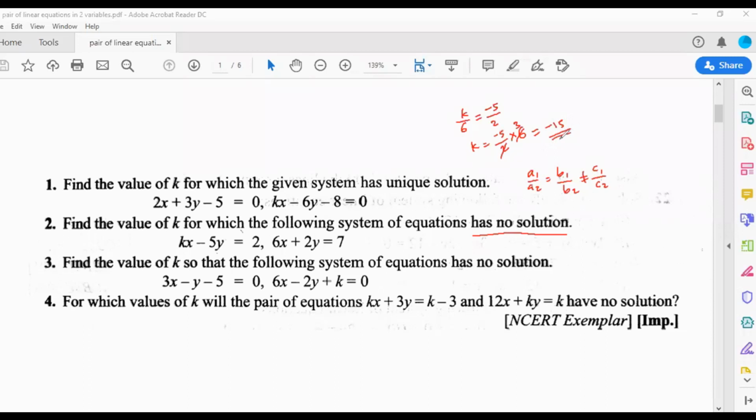When k is equal to minus 15, these ratios will be equal. In that situation, the third ratio is already here. 2/7 is not equal to this minus 5/2, right?